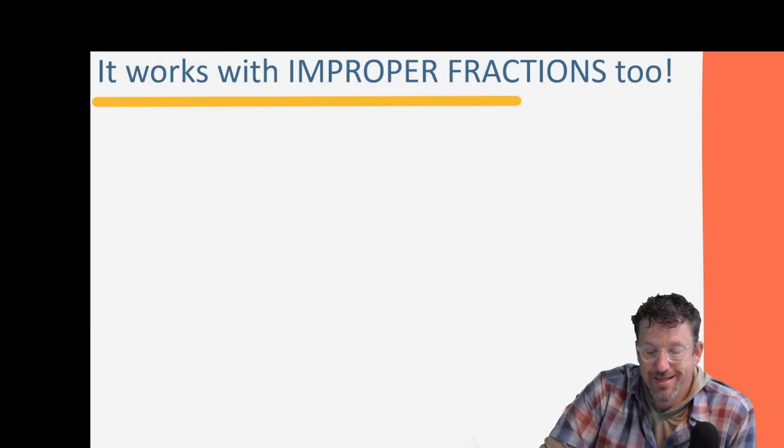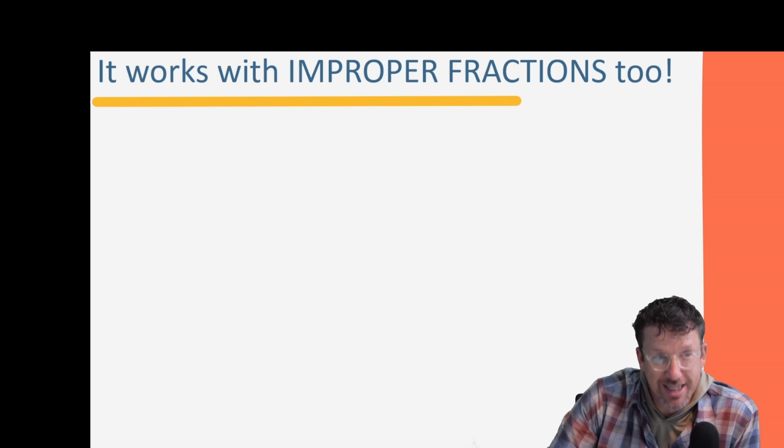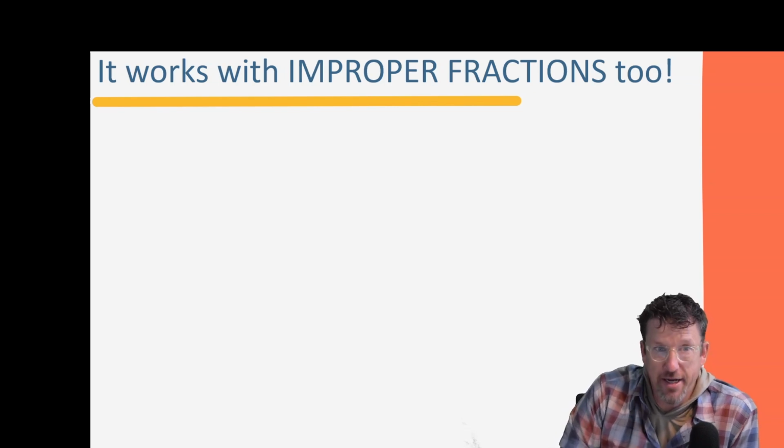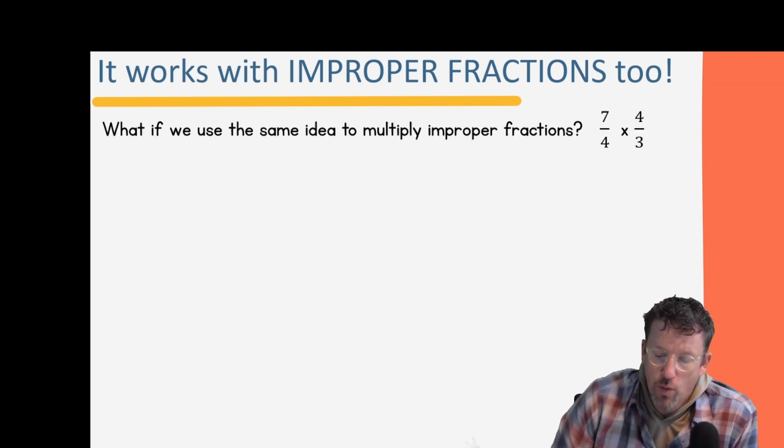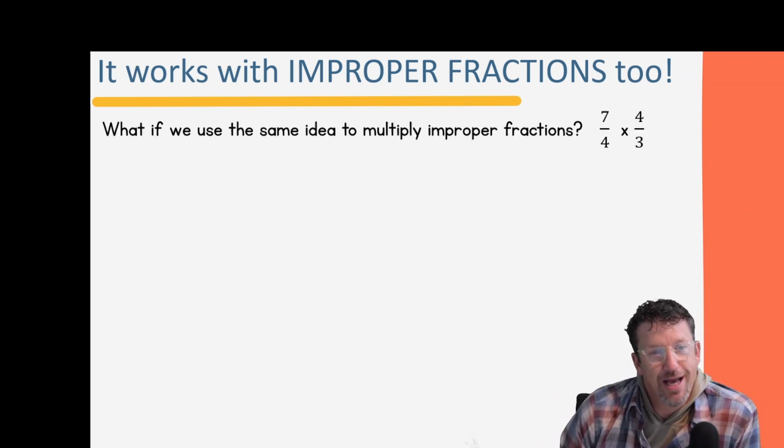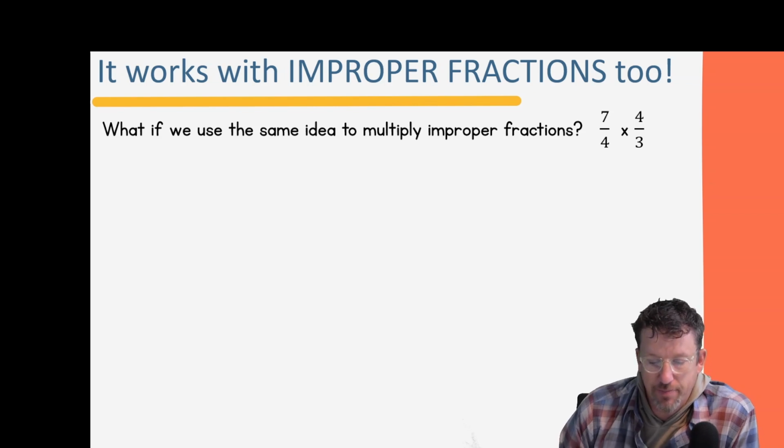Well, guess what? It works with improper fractions too, but it's a little bit trickier. So hang in there. Let's see what we got. All right, so what if we use the same idea to multiply improper fractions? What makes a fraction improper?